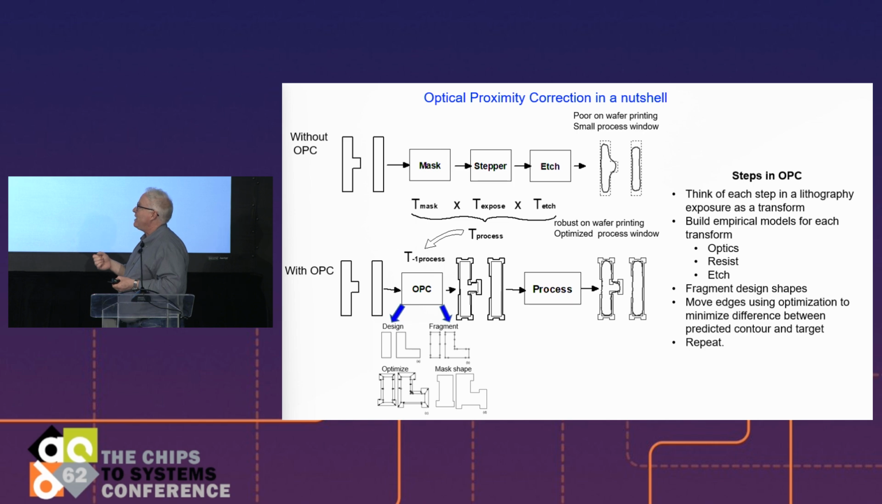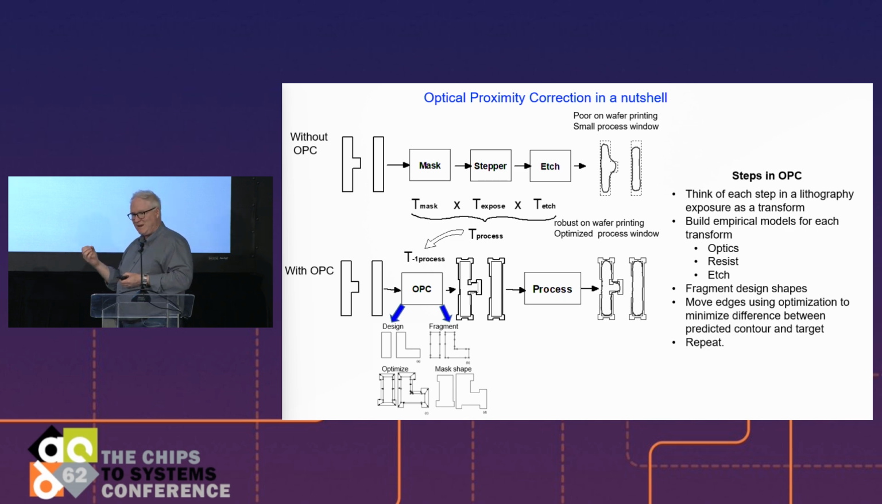So about that time, people started thinking about how can I correct for the optical effects that are going on, and that's where optical proximity correction comes from. And you could think about optical proximity correction as a transform-based optimization process. What you're going to do is take in input, meaning design shapes that are on a particular layer.